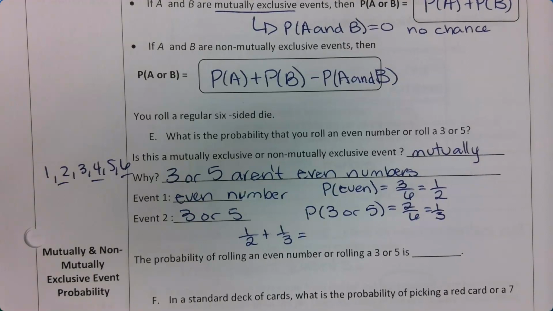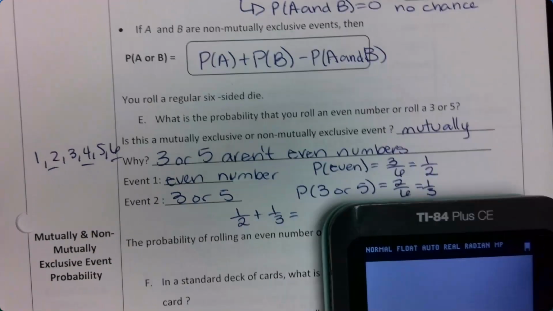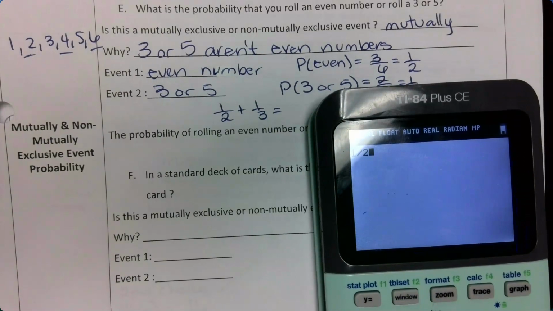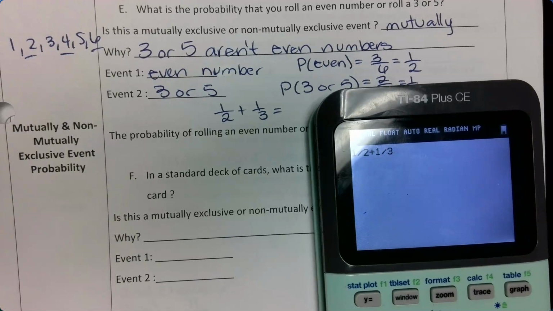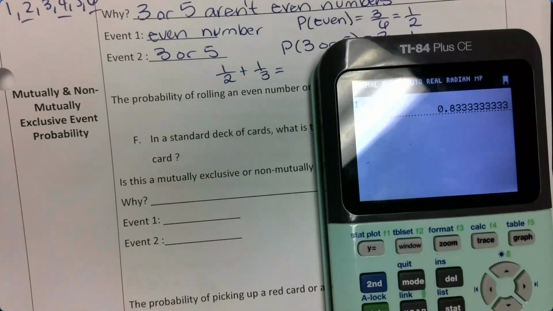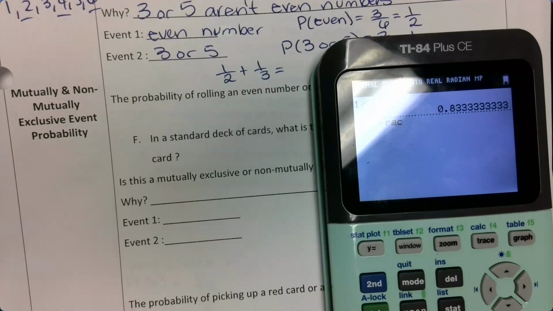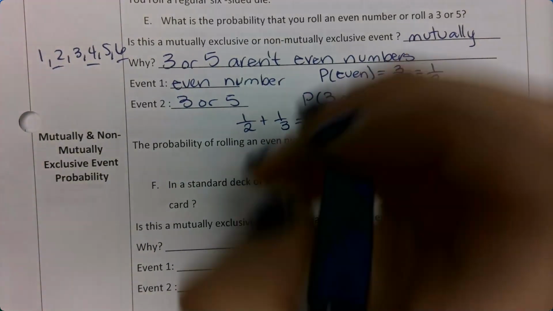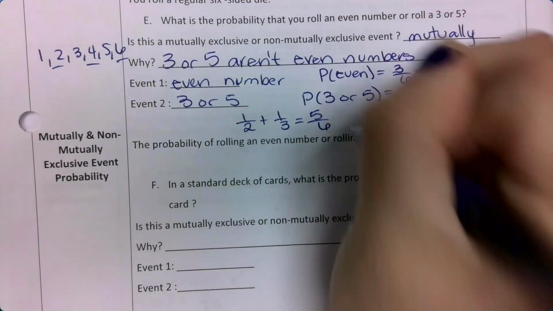So just add them together on my calculator. I'm going to type 1 divided by 2 plus 1 divided by 3, and then I'm going to press enter. It's going to give me a decimal. I want to press the math button, and then press enter to turn it into a fraction, and then enter one more time. And it gives me 5/6. So remember, fractions are really division when I'm typing in the calculator.